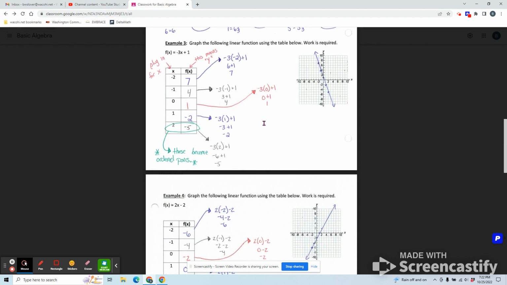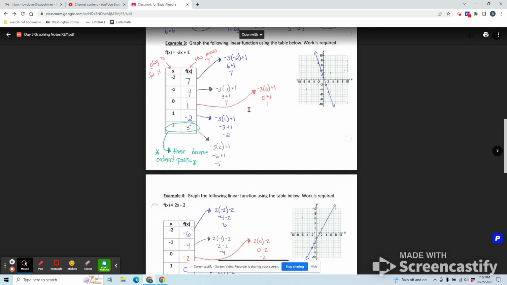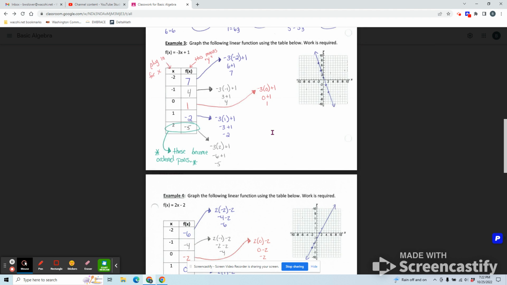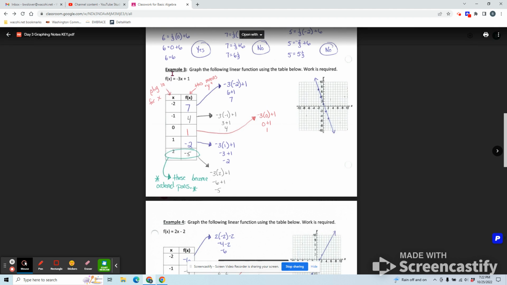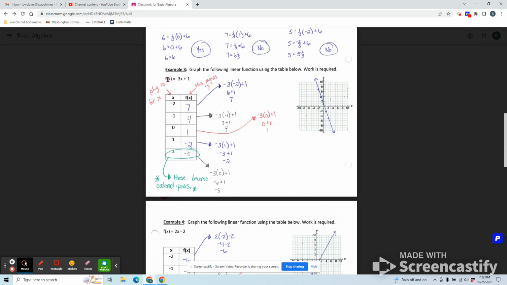And down here on 3 and 4. So 3 has more information filled out, or more tips, so I'm going to talk about that one, but number 4 is the same idea. So it says graph the following linear function using the table below, work is required. So here's my function f of x, and remember f of x is a fancy way for us mathematicians to say y equals. Right, so it's really saying y equals negative 3x plus 1.